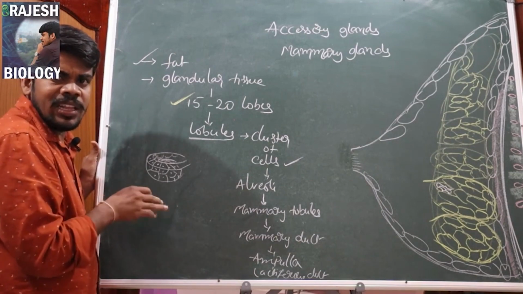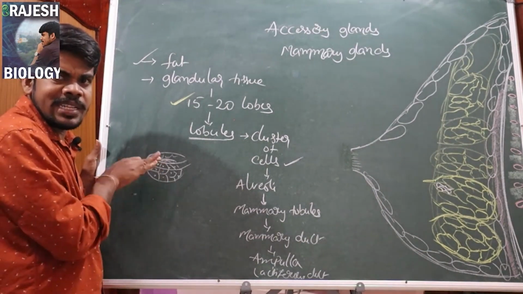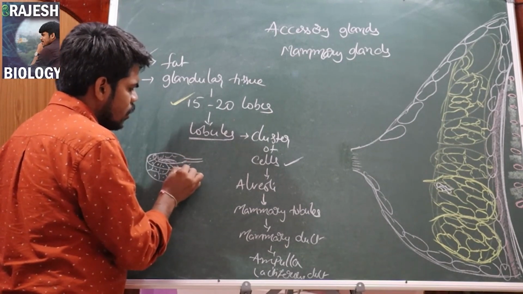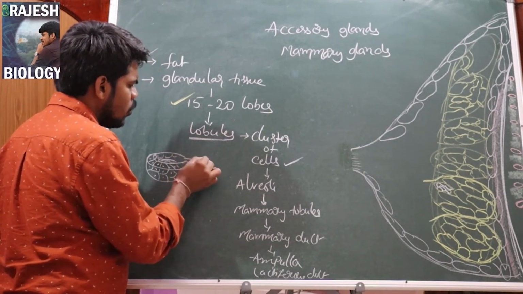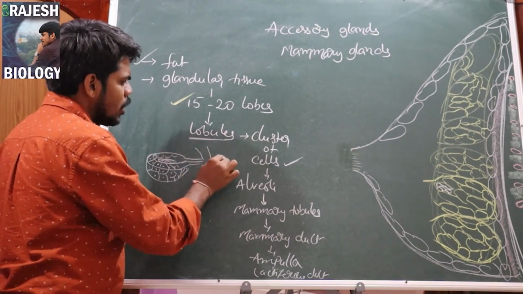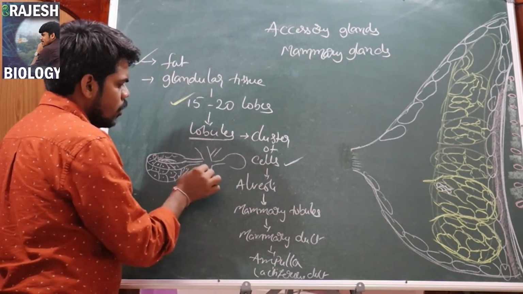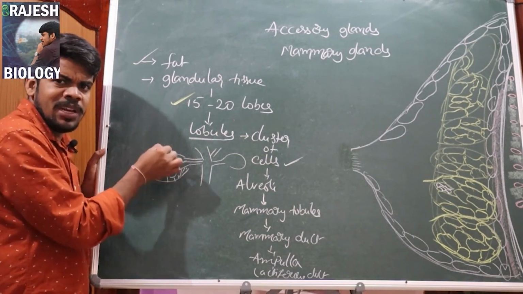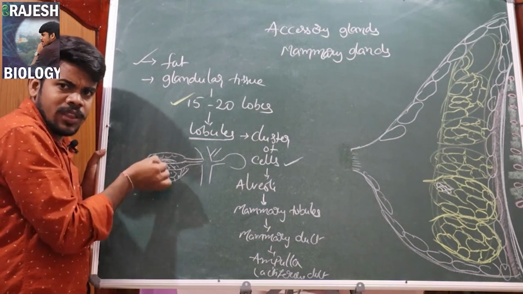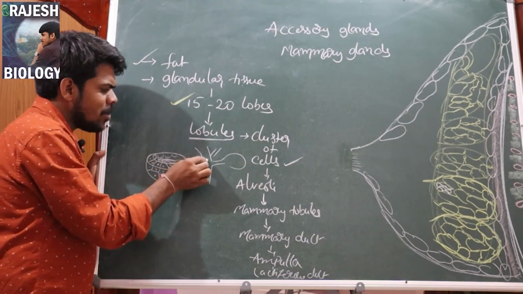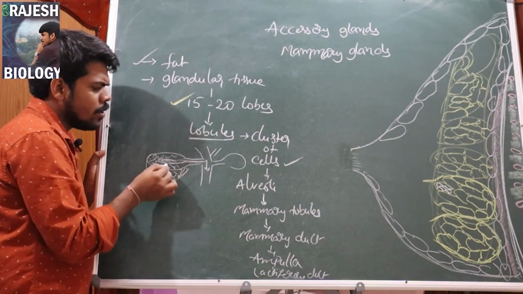In that cavity, in the lumen of the alveoli, the milk is collected, and it is connected with the ductule. It is connected to the mammary tubule. So all the alveolar cells secrete the milk, and that milk is stored in the lumen or the cavity. When it gets stimulated, that milk is transported into the mammary tubule.